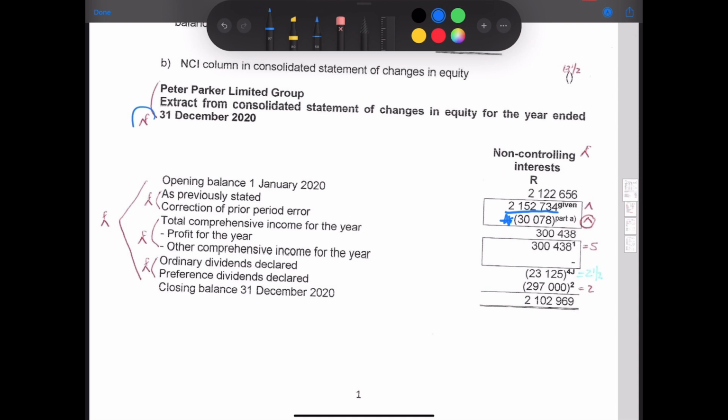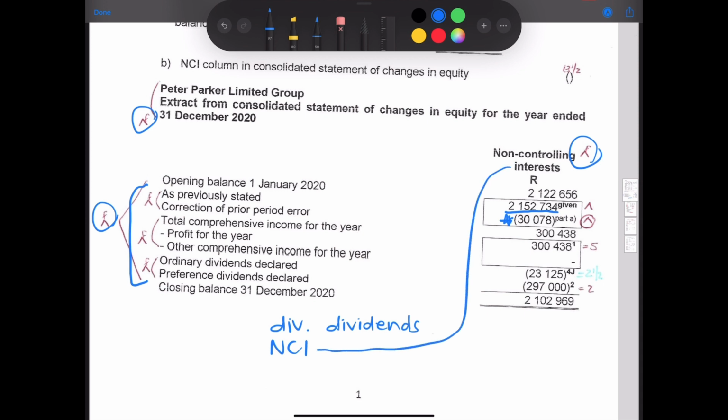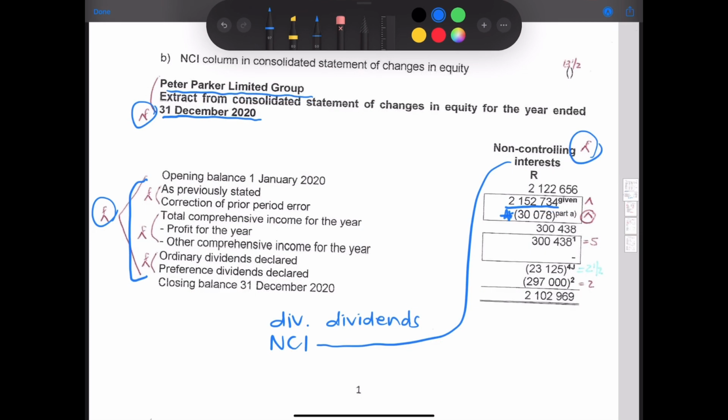The format marks are also easy marks that you could get, but you cannot use any abbreviations, and that is why you did not get the format marks, for example, when you've used the word div instead of dividends, or when you've used the abbreviation NCI instead of writing it out as non-controlling interests. Also, always remember to state the name of the group at the top as well as the date of the consolidated statement.